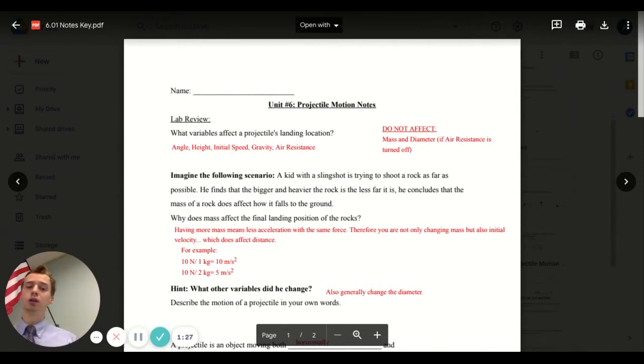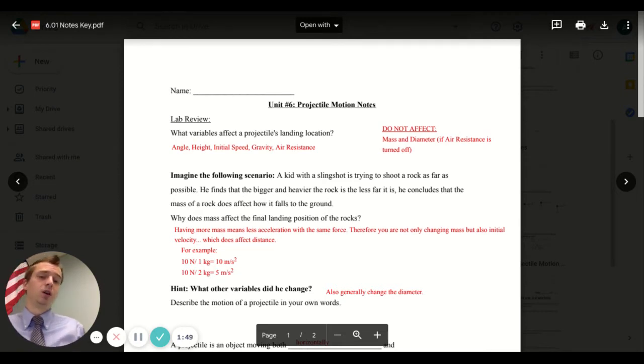And then the gravity, again, I feel like this one was pretty straightforward. As you increase gravity, you decrease the distance the object will go because it will be pulled down quicker, right? Air resistance, if you turn on air resistance, obviously the friction will pull back on the object and mean it won't go as far.